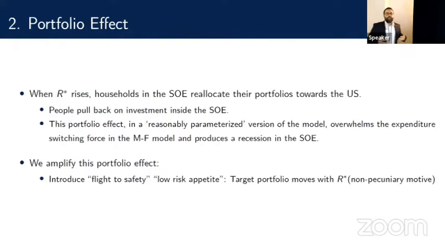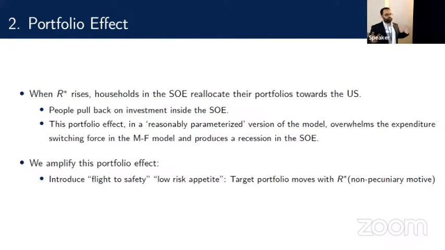In our model, there's going to be something we call the portfolio effect. When the US raises interest rates, households will have an incentive to shift their portfolio to dollar assets. And how are they going to do that? By selling local assets. So there's going to be a shift from local currency assets or local capital to dollar assets. And this could, by itself, generate a recession in the home country, but we are going to amplify this.